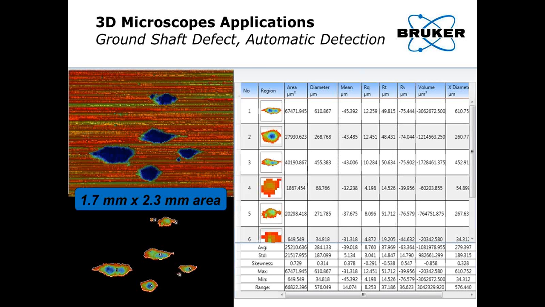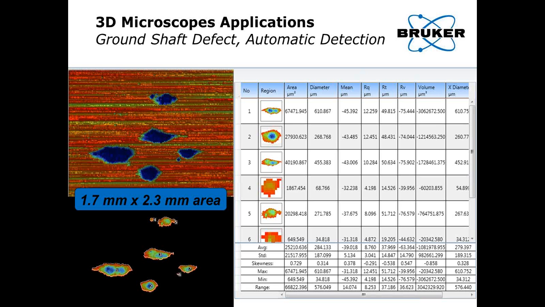So the first one is just demonstrating an easy example. These are pits in a surface that are about 30 to 40 microns deep, and you're imaging those over a pretty wide area, not huge, but this is like a 5x magnification area, and the application is looking at defects on a ground shaft. If you think about doing this application or one like it, first of all, you have about 50 or 60 microns of Z travel that you might need to scan.